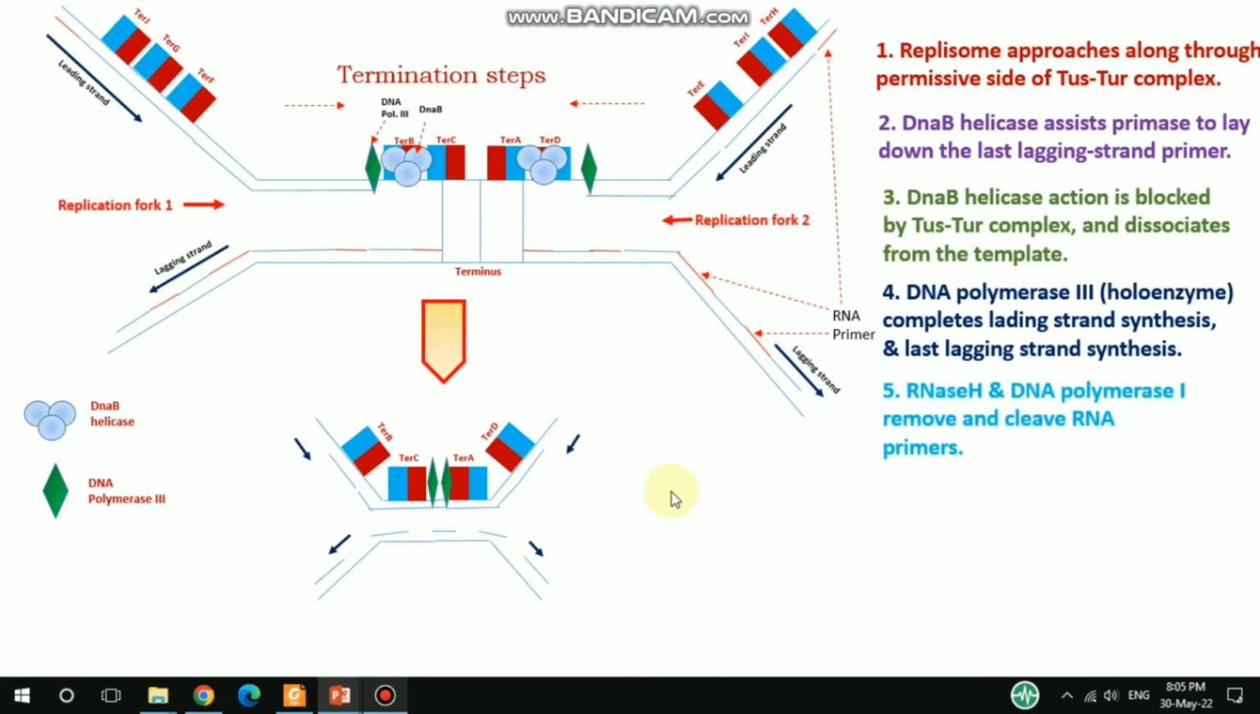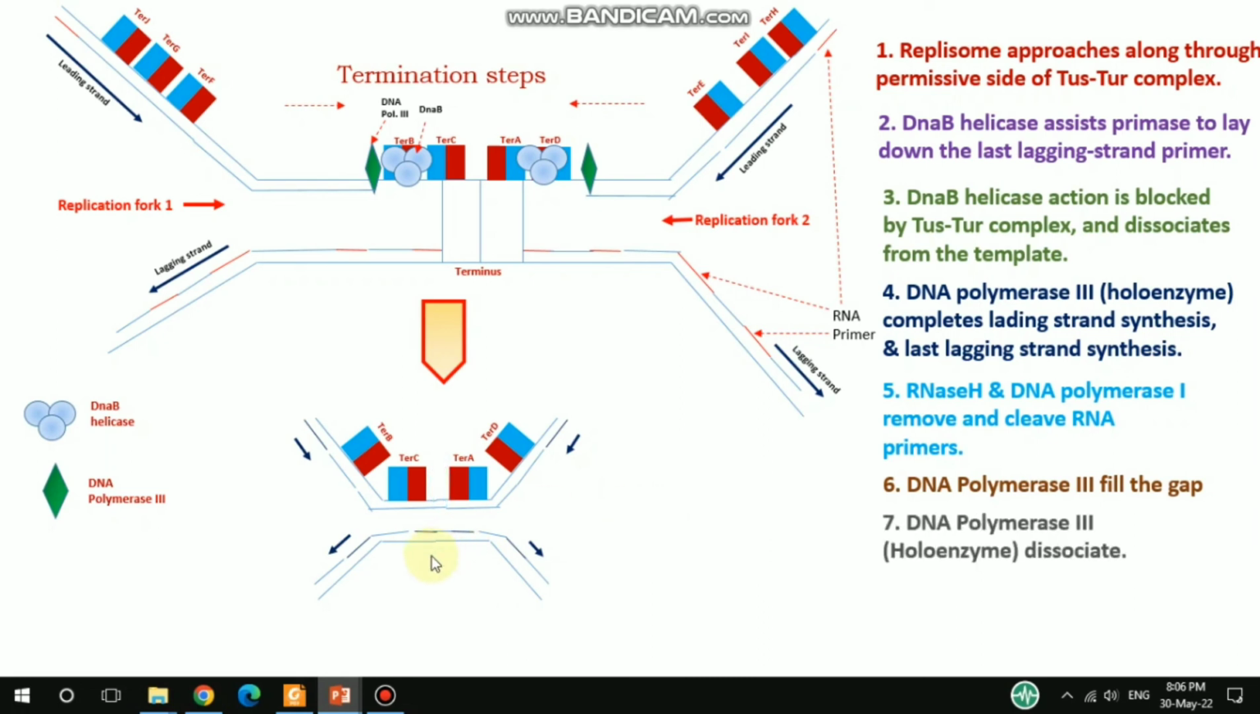Then RNase H and DNA polymerase 1 remove the primer and cleave the RNA primers, and then DNA polymerase 3 fills the remaining gap left by the removal of the RNA primer, and then DNA polymerase 3 dissociates from the template. Then DNA ligase ligates the nick in between the new strand, and the final step is DNA polymerase 2 and 1. They can recognize DNA mispairing and repair those mispairings. So this is all about the termination process.